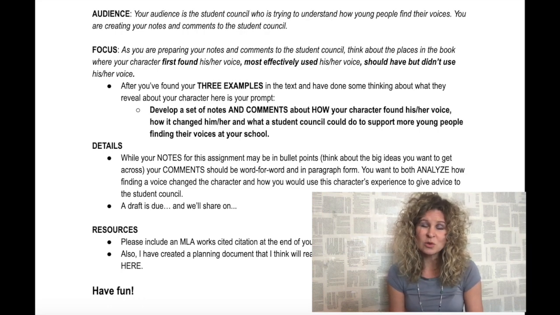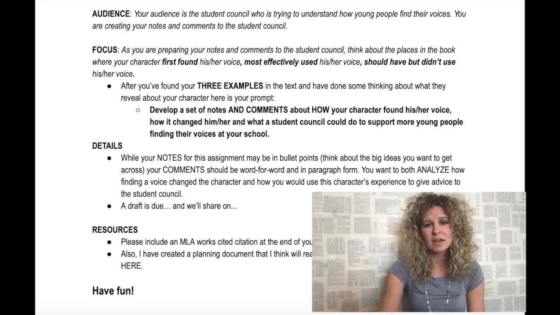And then I also would create a planning document to really help them. And that would lay out for them how to find those 3 examples, and then maybe some questions to really get them thinking about those examples. So I would probably also have a visual to go with this to walk them through it.